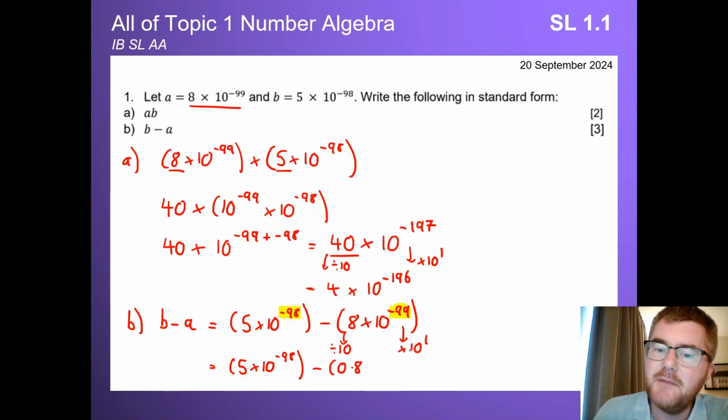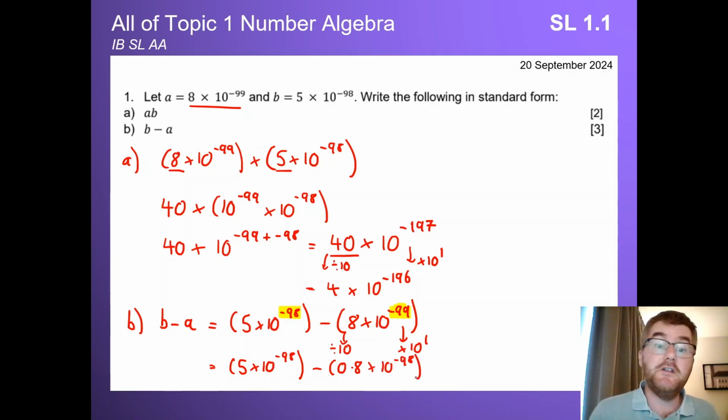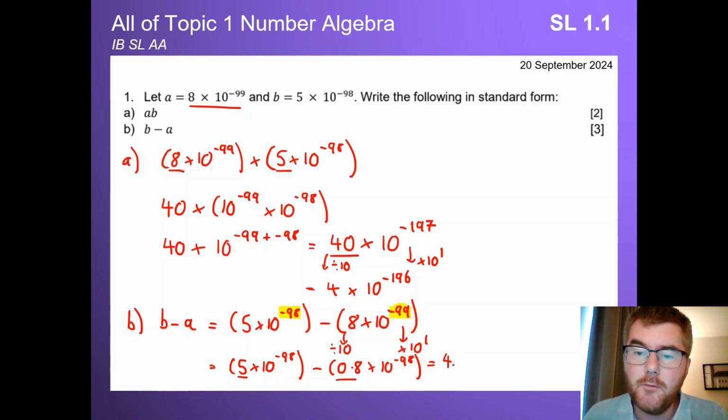And by doing times 10 to the power of 1, we do minus 99 plus 1. That gives us 10 to the power of minus 98. We've achieved our objective. Notice now both are in terms of 10 to the power of minus 98. That makes our life much easier because all we need to do is subtract these 2 numbers from each other. That then gives us 4.2 times 10 to the power of minus 98.